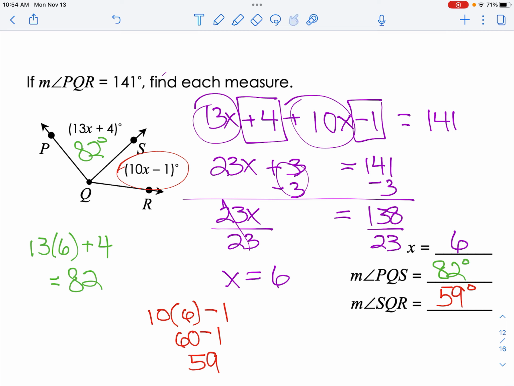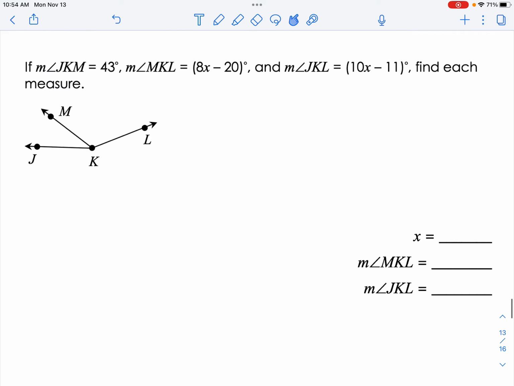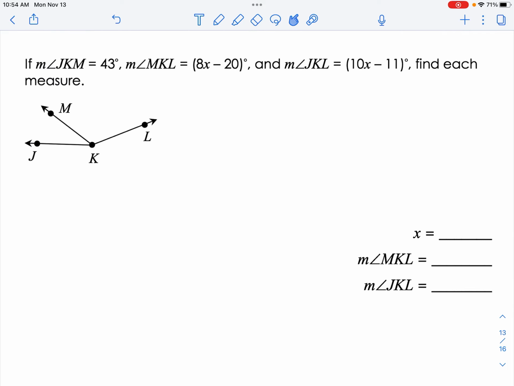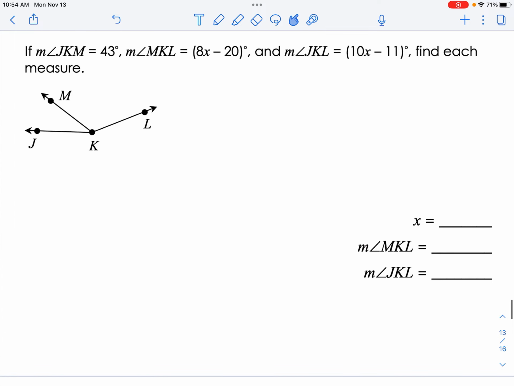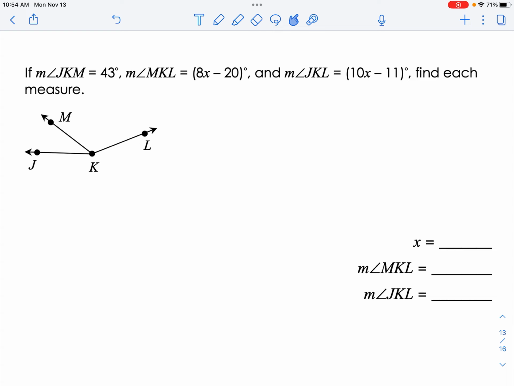So that's just an algebra one to make sure that you're on the same page with what the angle addition postulate is. Let's try a couple more. I've got a few in here just for some practice, so we've got 2 more. If the measure of angle JKM is 43, let's write that in there.